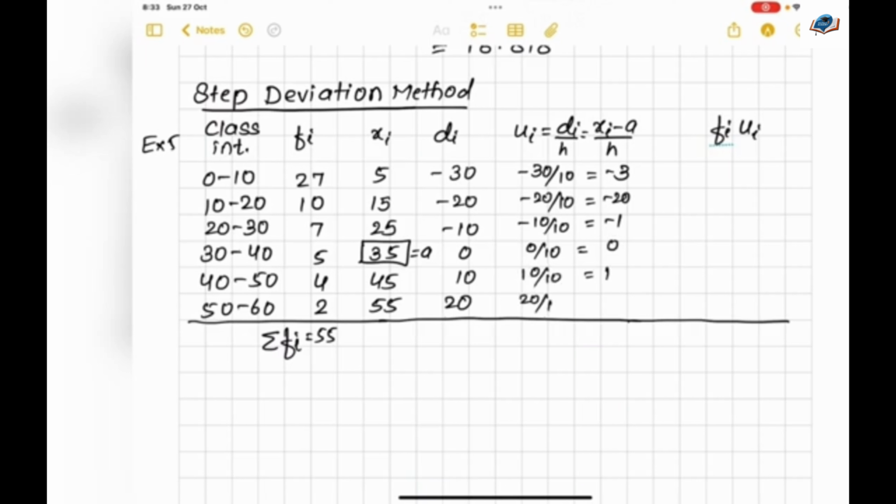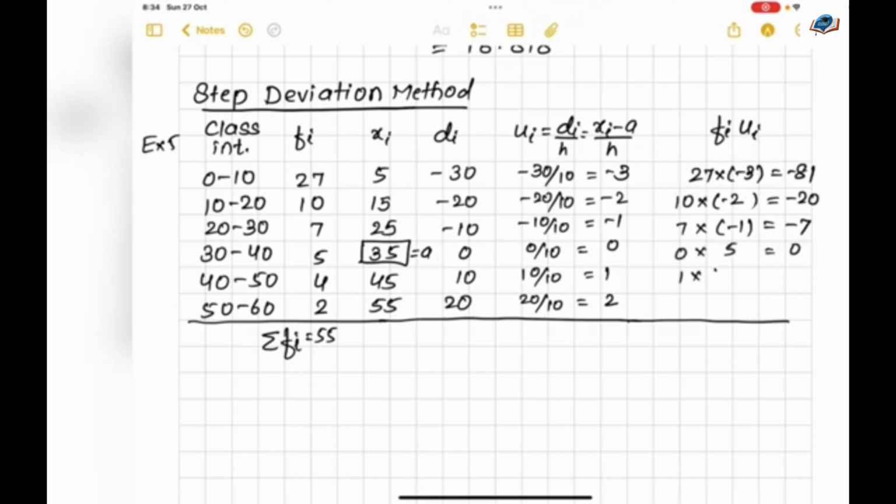Now I have to do fi ui. So fi 27 into minus 3, I will get minus 81. Same way, 10 into minus 2, so here I will get minus 20. And then 7 into minus 1, so that will be minus 7, then 0 into 5, so that will be 0, 1 into 4, so that will be 4, 2 into 2, so that also will be 4. So now sigma fi ui will be equal to minus 100.